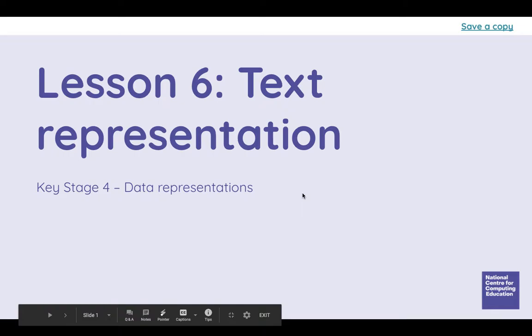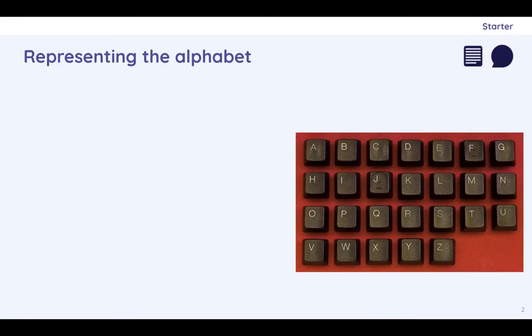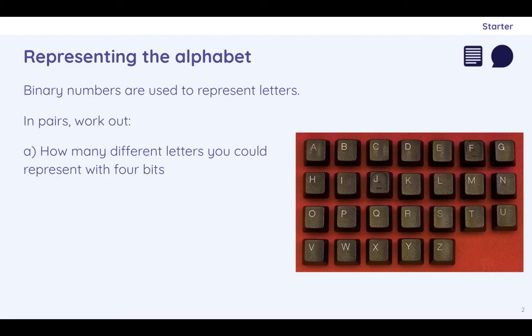Data representation. We've had enough fun playing with the numbers. Now let's look at some data types. The first one we're going to be looking at is text. We need to be able to represent the alphabet using binary numbers. So you've got a sort of starter task here. How many different letters could you represent with 4 bits?